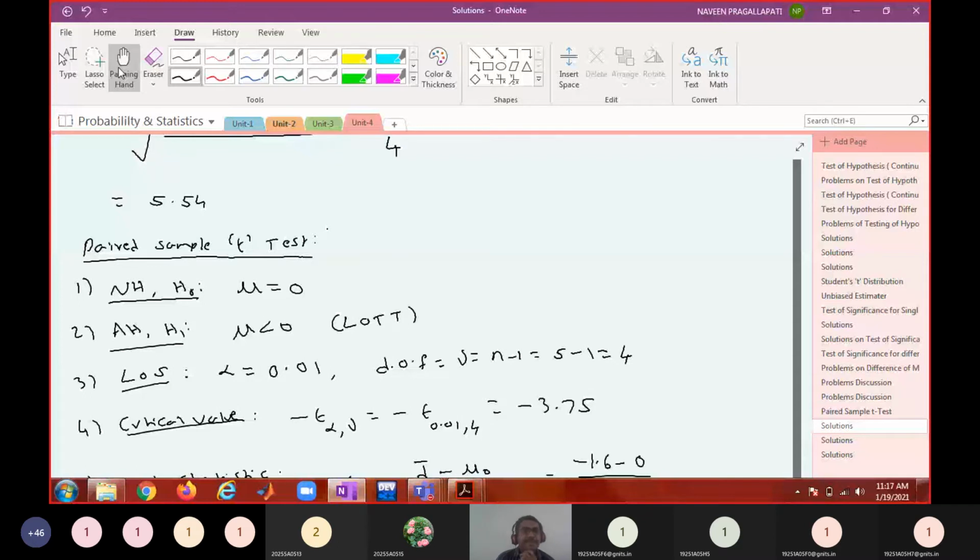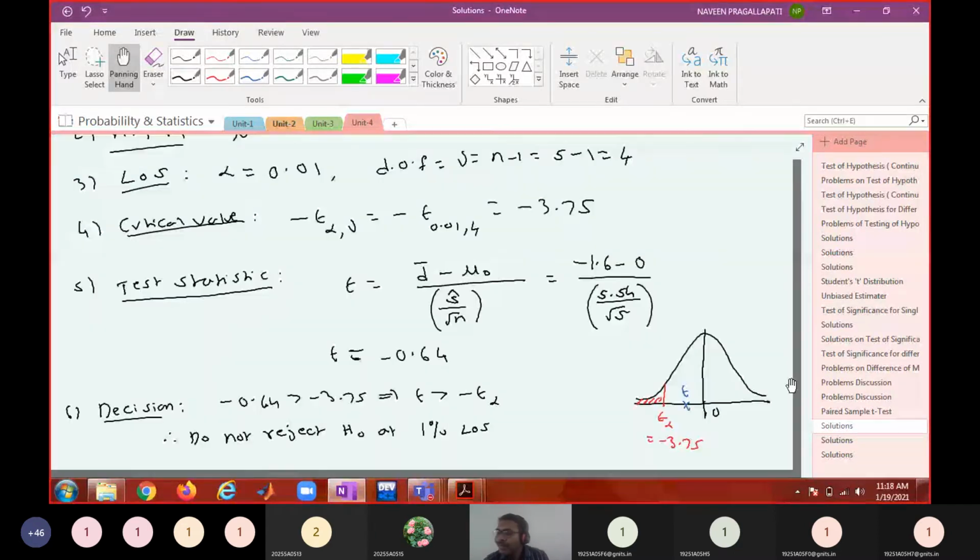Is it clear? Okay. So there is no significant change. In a similar way, can I go to the next problem? Shall I proceed?